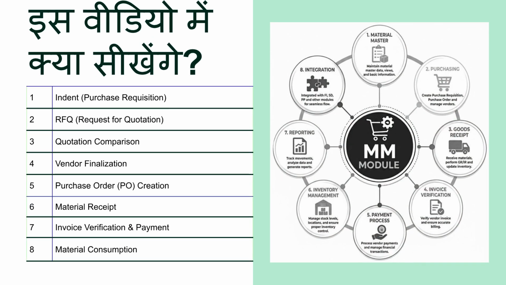We will cover 8 steps in this video: Indent or purchase requisition, RFQ or request for quotation, quotation comparison, vendor finalization, purchase order creation, material receipt, invoice verification and payment, and finally, material consumption.